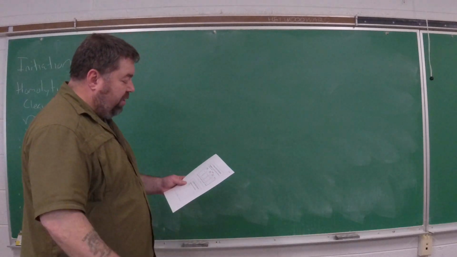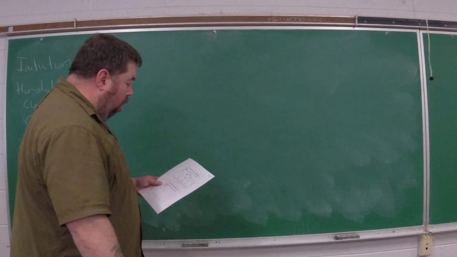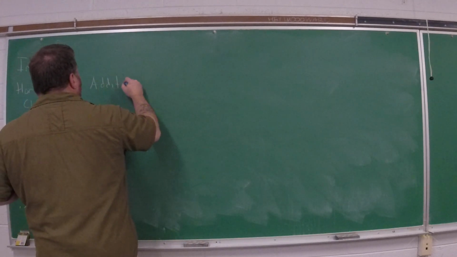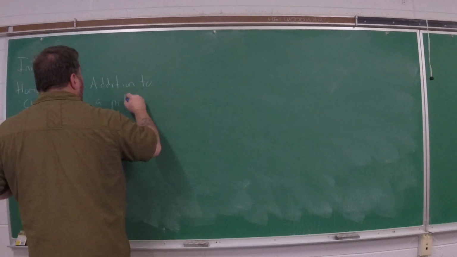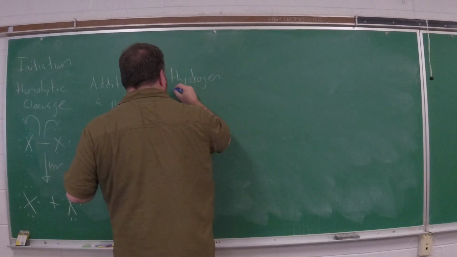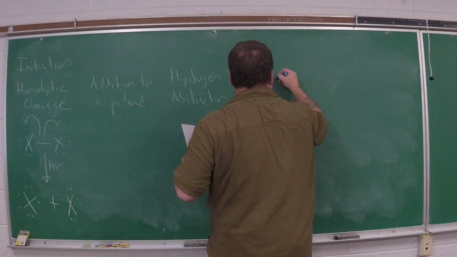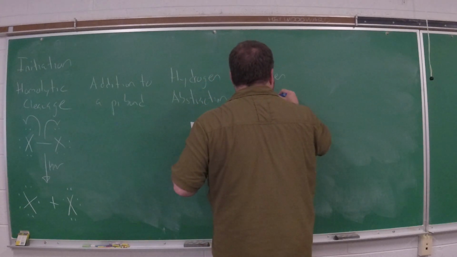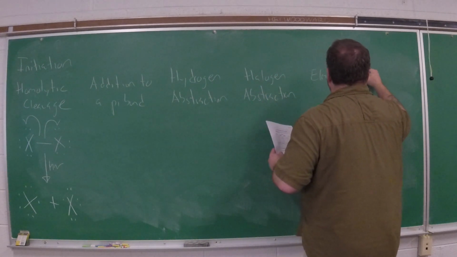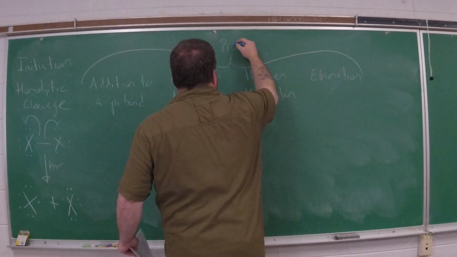Then we had 4 propagation steps, okay? Addition to a pi bond, hydrogen abstraction, halogen abstraction, and elimination are all propagation steps. So let me write those here. Hydrogen abstraction. Halogen abstraction. Elimination. Okay, and again, all of these are propagation steps.